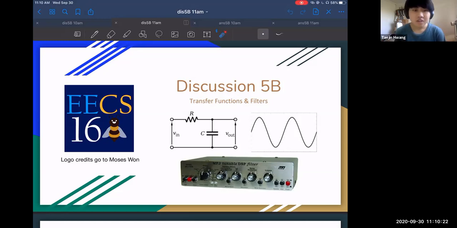So today's discussion is going to be on transfer functions and filters. And personally, I think this is one of the better topics in circuits. I think this is really where the material starts to get good. I thought all the time stuff was kind of boring, but you know, it is what it is. So, all right.